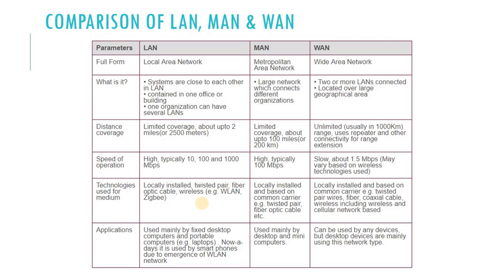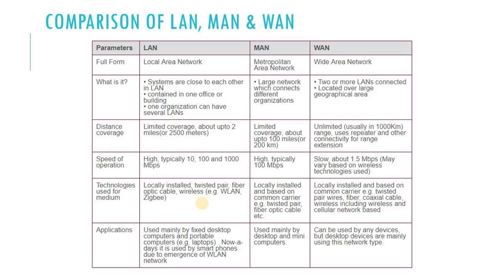Distance coverage is up to 2 miles in a LAN, limited coverage of about 100 miles in a MAN, and 1,000 kilometers in a WAN. Speed of operation is very high in a LAN. In a MAN it is up to 100 Mbps, and in a WAN it is up to 1.5 Mbps because of the large distance.